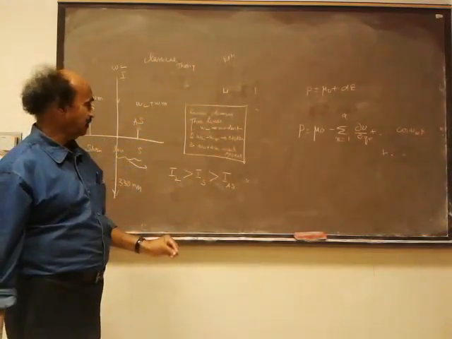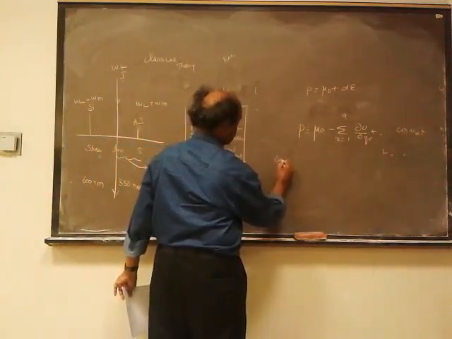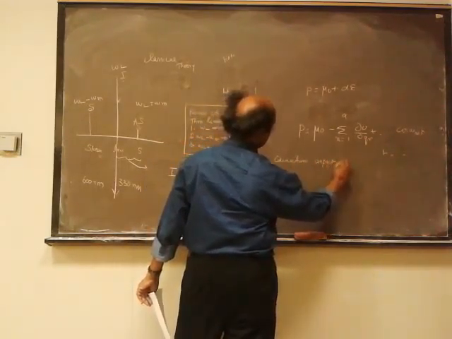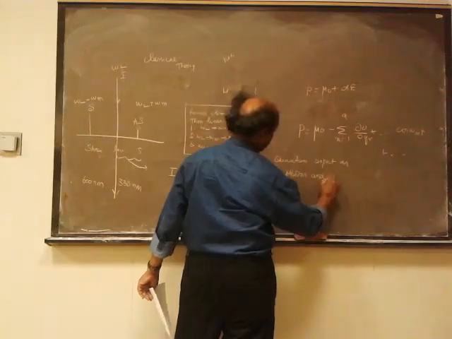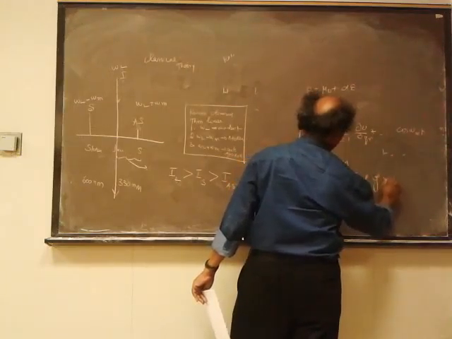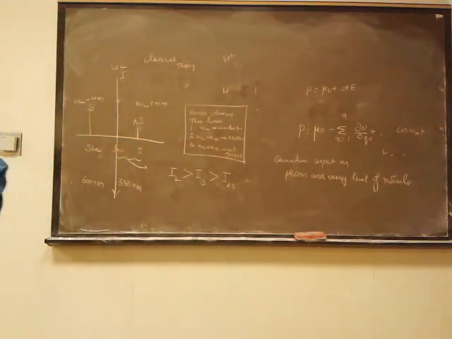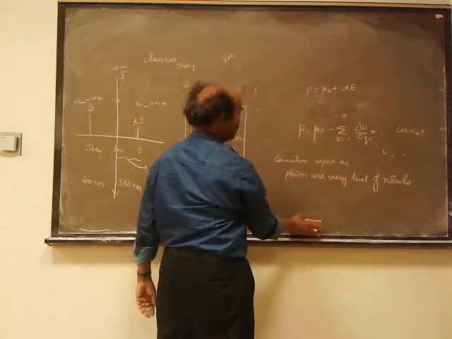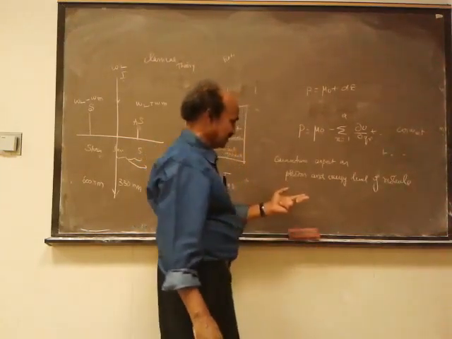So this is where Raman came in, and he gave the quantum picture: the quantum aspect of photon and energy level of molecule. In fact, the quantum aspect of photon had already been proven by Bohr's theory, by Planck's theory, and Einstein's theory.